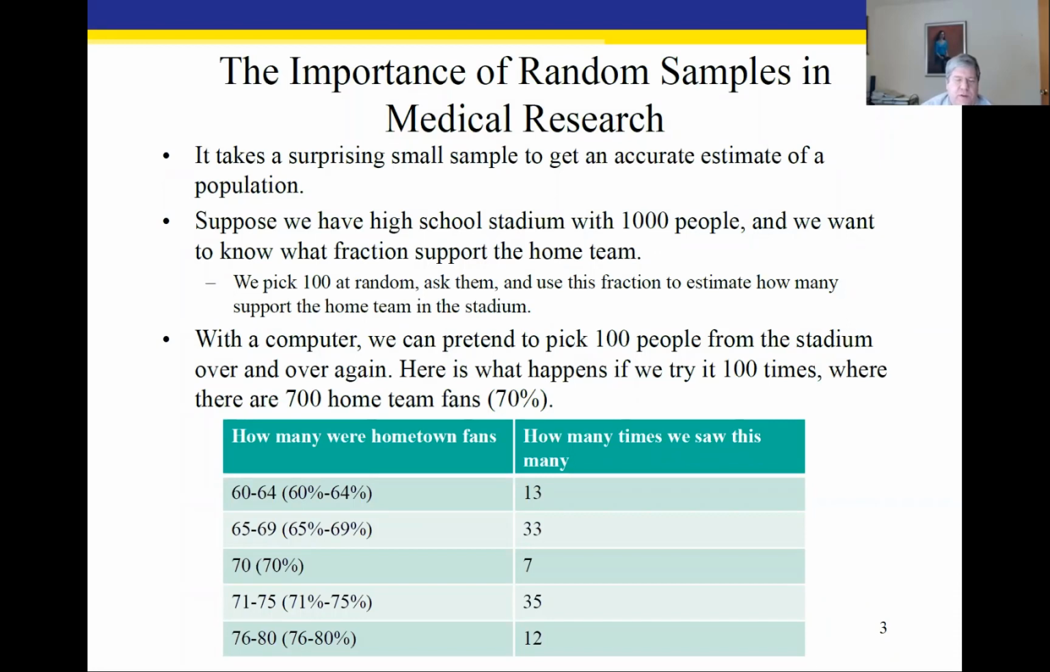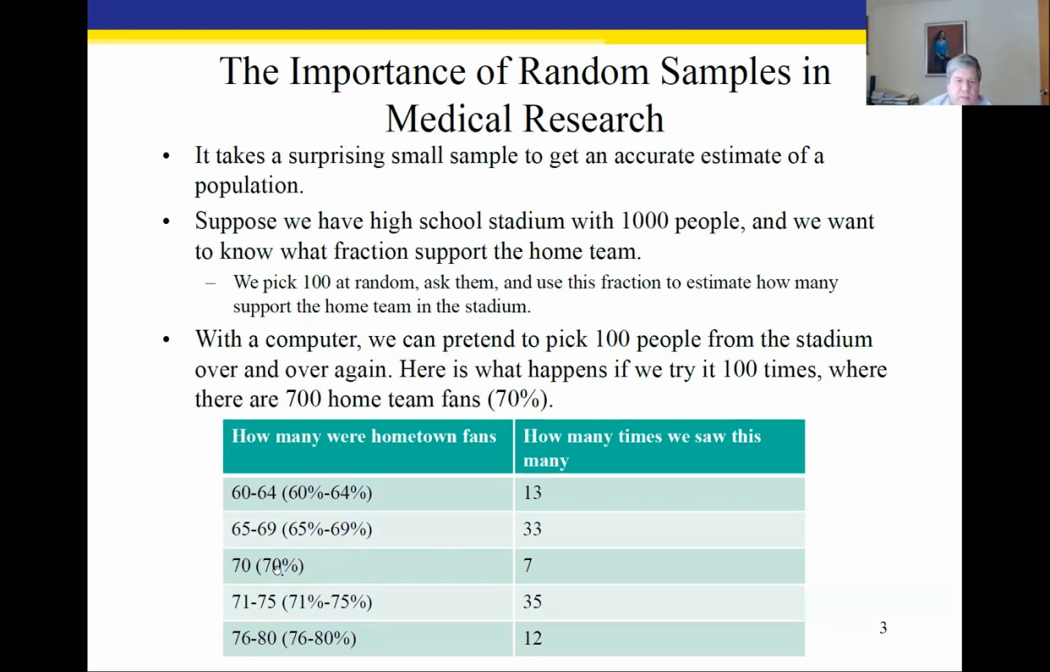So I'm going to do what's called a simulation here. I'm basically pretending to pick 100 people from a stadium over and over again. And if we try that 100 times, and there are actually 700 home team fans in the stadium, say 70% of the stadium supports the home team, the actual fraction we get out of that sample of 100 shows on this table. Most of the time we won't get exactly 70%, but we very often come quite close, right? Most of the time we're within a few percentage points of the true 70% number. And as a matter of fact, we never get more than 10% away across these 100 different simulations, these repeated samples.